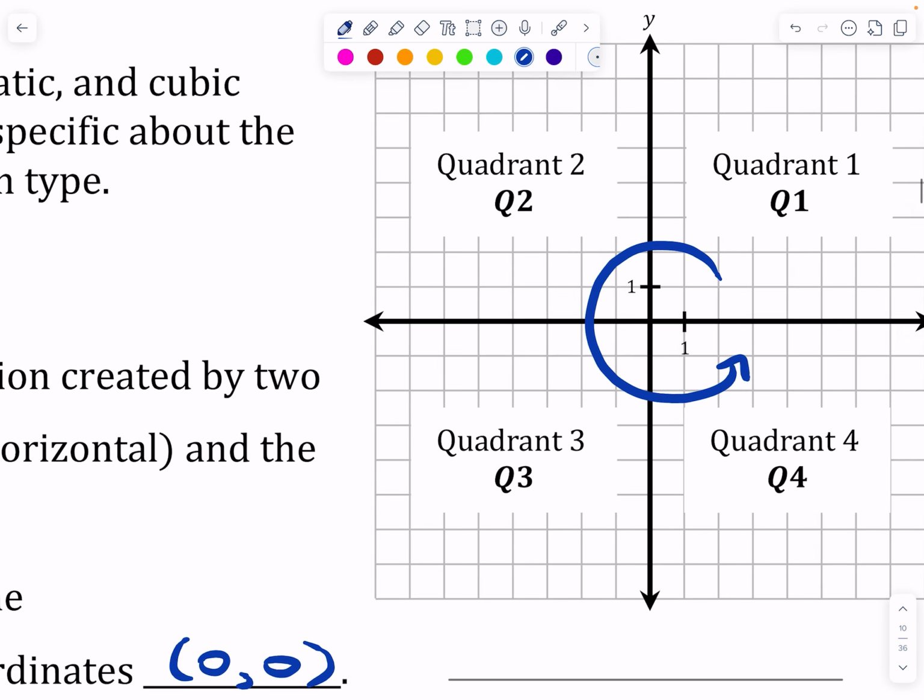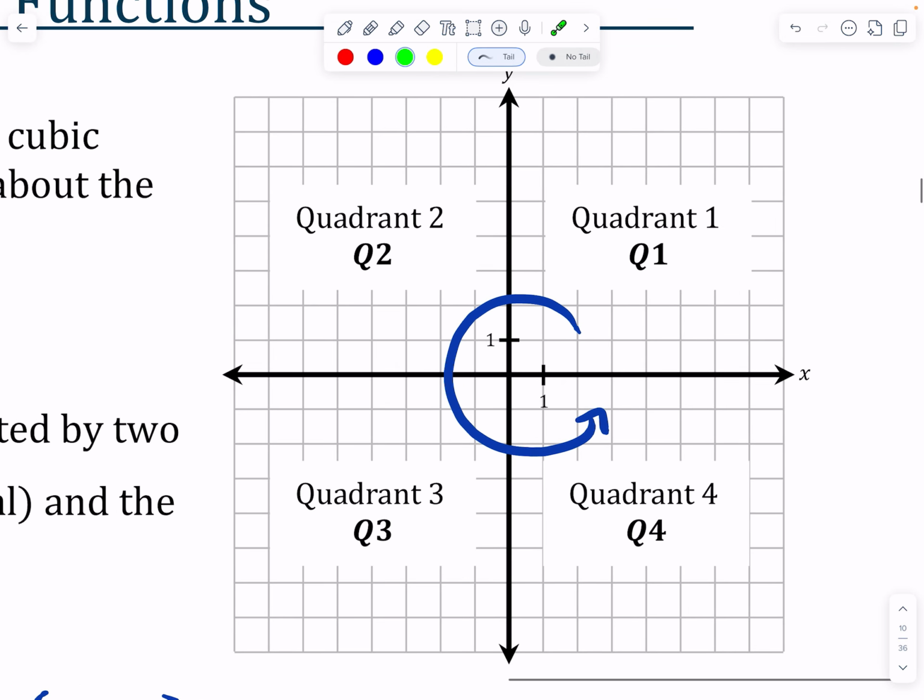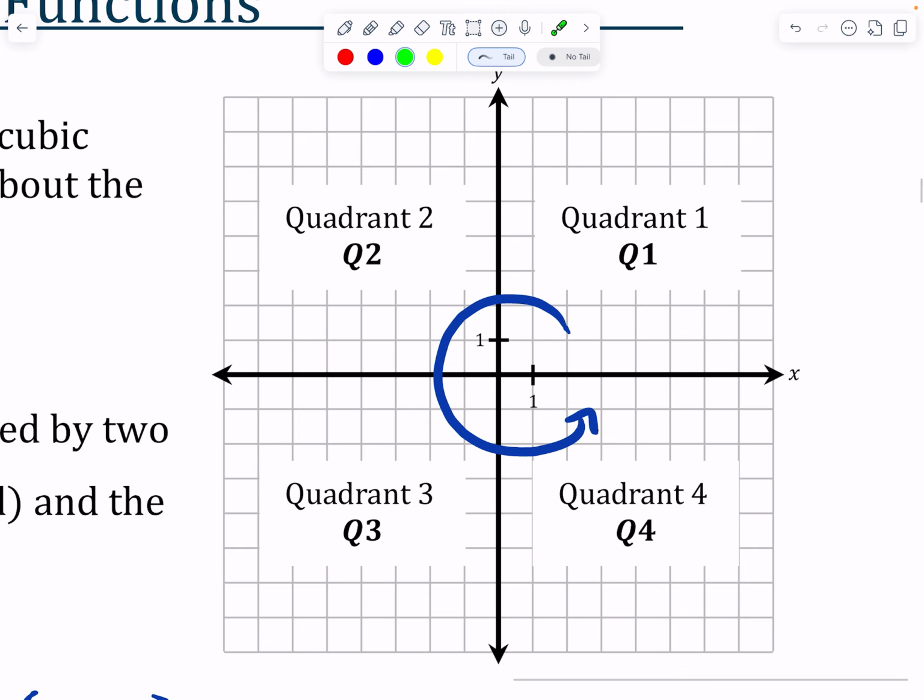So quadrant 1 is top right. You can note that to get into here, we'd have to move right and up. Moving right means x is positive. Moving up means y is positive. To get into quadrant 2, we have to move left and up. So if we're moving left, x is negative, and moving up, y is positive.